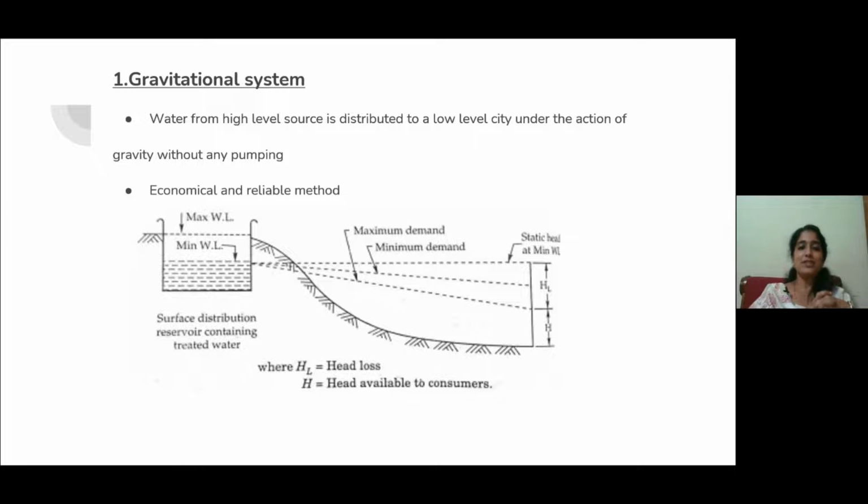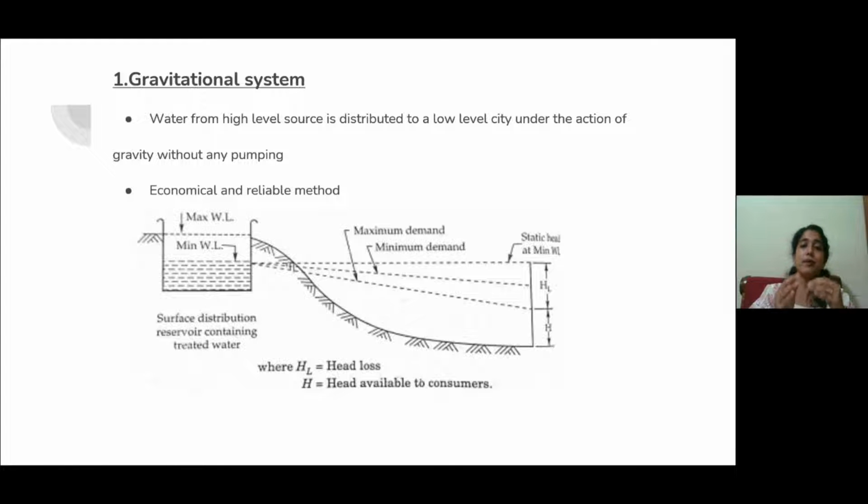The first one is the gravitational system. As the name suggests, the water flows according to gravitational force. There will be a source of water, a storage of water, and then the water supply. These three operations happen in a water distribution system. If we are taking water from a high elevated source, then we can distribute water through gravitational force. That is, no extra electric power is required for distribution of water.